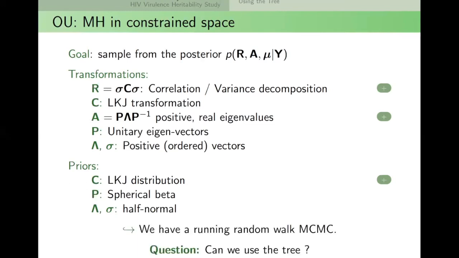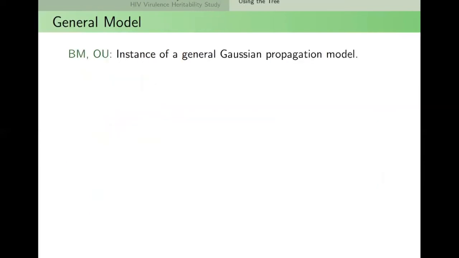And so you have a running random walk MCMC, and you can do everything you want. And the question here, all my data is on a tree. And the question, can I use this tree to do efficient computations? Because if I do naive computations, then I will have some big matrices to invert. And what I can show here is that using the tree, you don't have to do that.